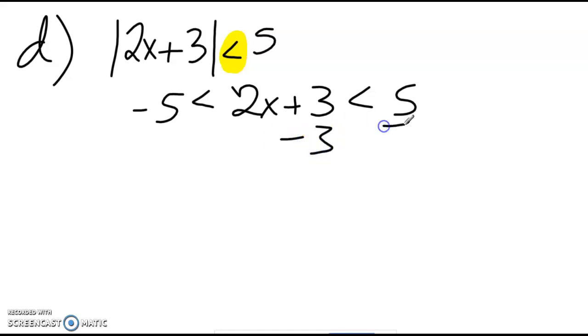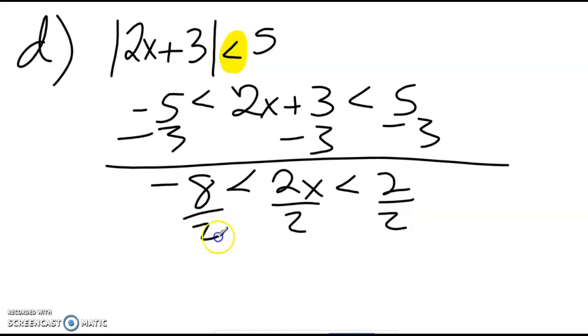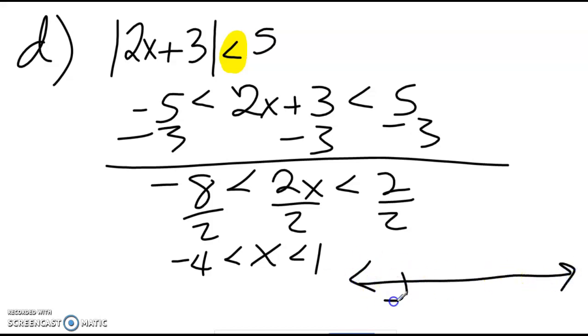But whatever we do in the middle, we've got to do to the outsides. So I get negative 8 is less than 2x is less than 2, which I would say as 2x is in between negative 8 and 2. Then I'm going to divide by 2 to solve, and I'm going to get x is in between negative 4 and 1, which is the same as x is greater than negative 4 and x is less than 1. So then graphing is going to be the same thing, negative 4, open circle at both, and it's in between those two values.